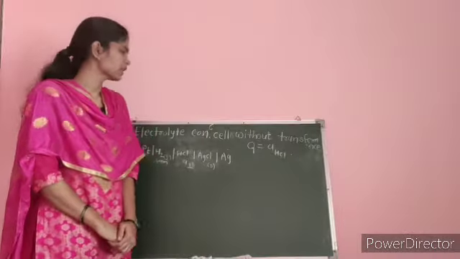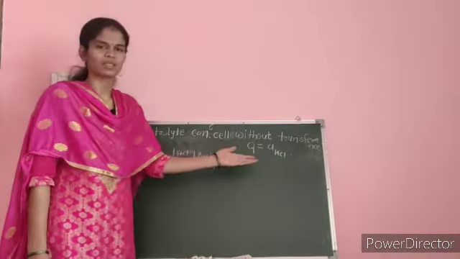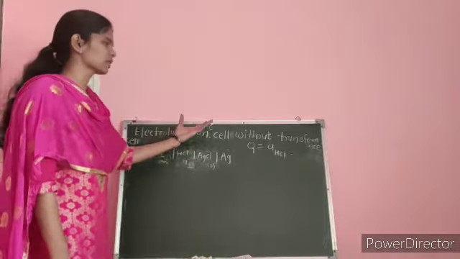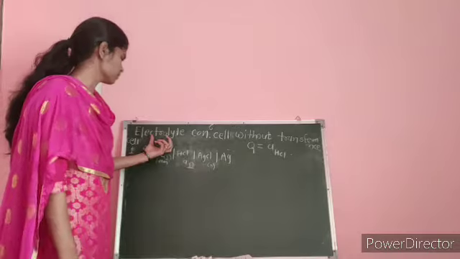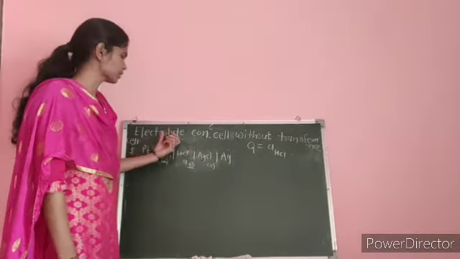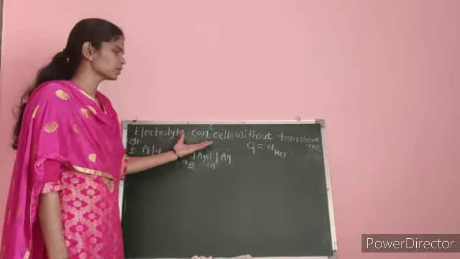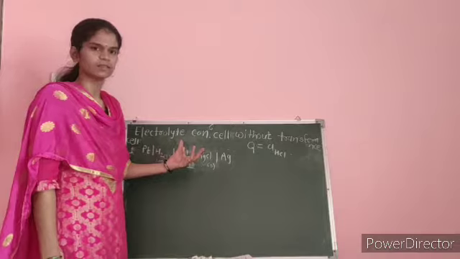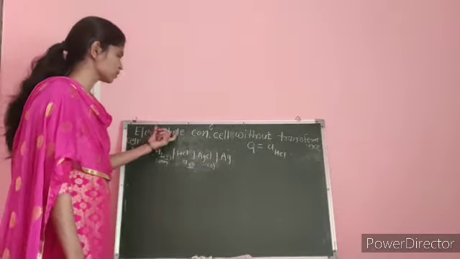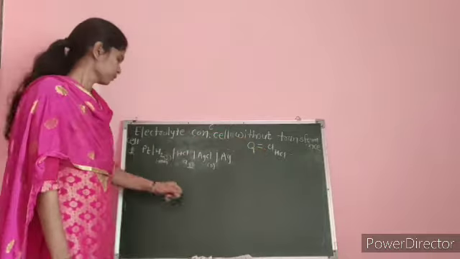Hello everyone. In the last lecture we discussed the electrolyte concentration cell with transference. In this, we studied two examples: first, the electrolyte concentration cell with transference reversible to the cation, and second, reversible to the anion. In this lecture we discuss the electrolyte concentration cell without transference.